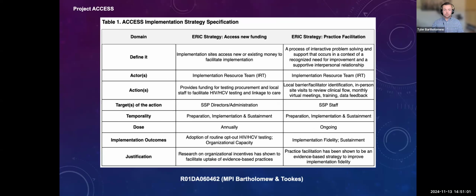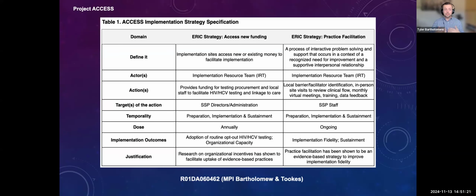Then we've also used EPIS to design a research study. This is a new R1 that was funded a few months ago, where we're looking at a multi-component implementation strategy to increase the adoption and implementation of opt-out testing for HIV and hepatitis C in syringe services programs.